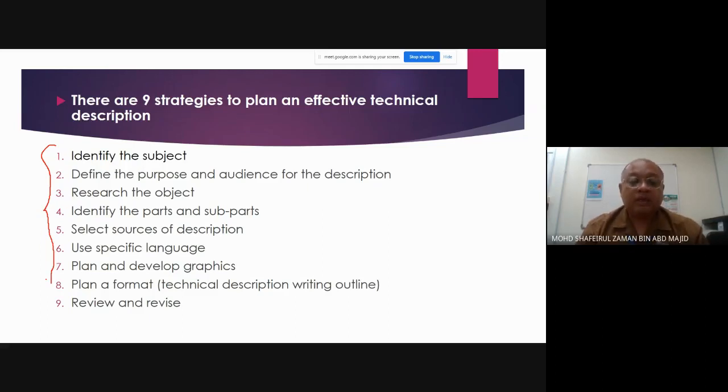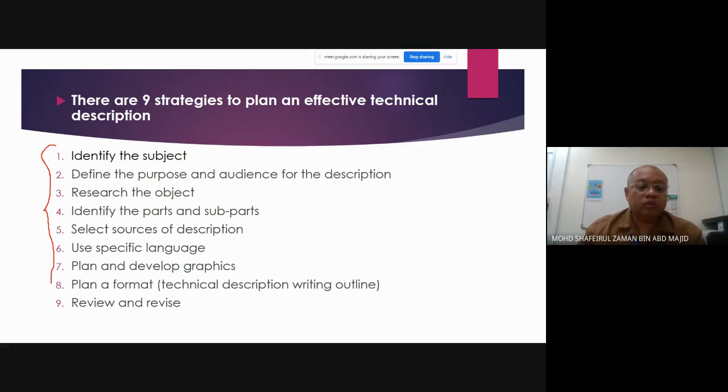Plus, for each section, I mean for your section 16G, none of the groups or pairs will be doing the same product. So let's say group number 1, you have chosen PS5, for example. There will be no other groups in section 16G doing the same product. So you need to identify what is the subject or the product that you're going to present.